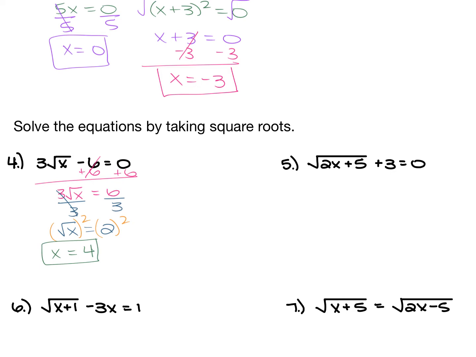For number 5, you have the square root of 2x plus 5 plus 3 is equal to 0. For this one, we're going to move the 3 over, so we're going to subtract it from both sides. This gives you the square root of 2x plus 5 is equal to negative 3. Before you keep going with this, that 3 on the right side is negative, and there is absolutely no way that you can take the square root of any number and get a negative number. So because that's negative, this is no solution.